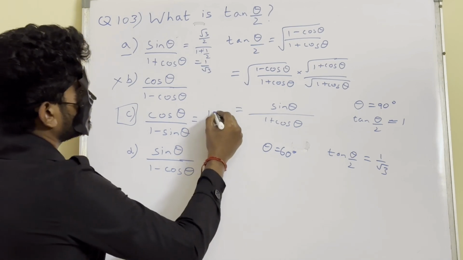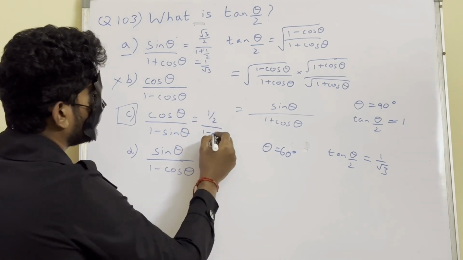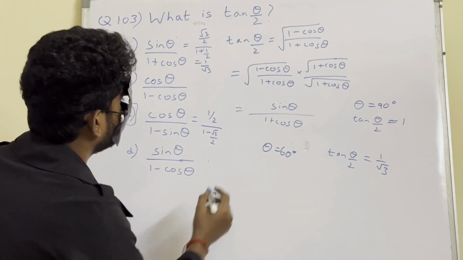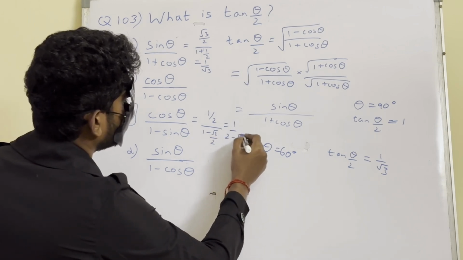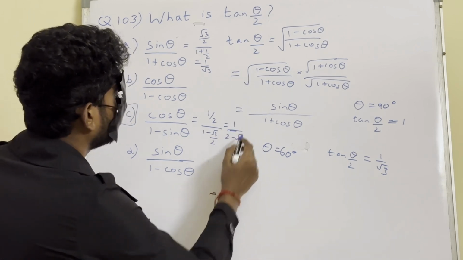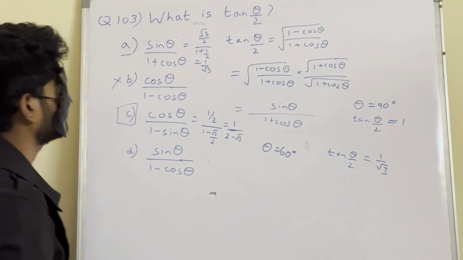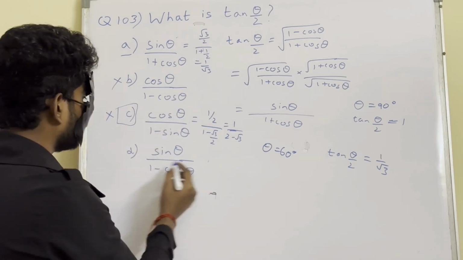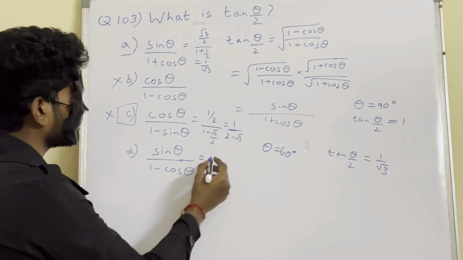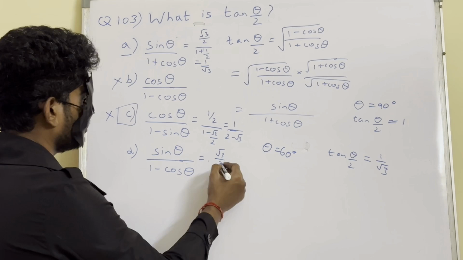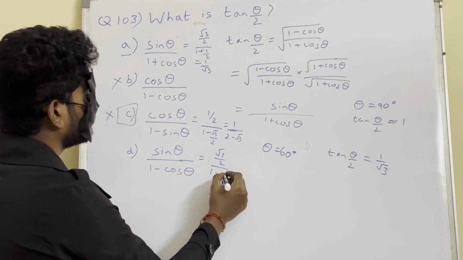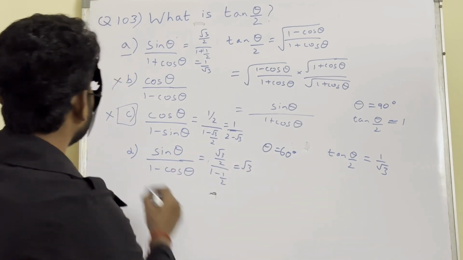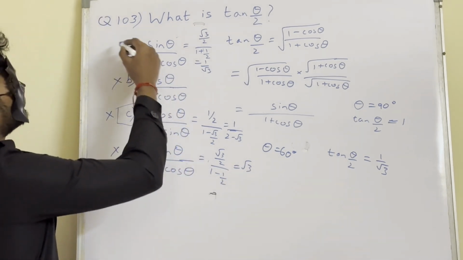So cos 60 is nothing but 1 by 2, 1 minus root 3 by 2. So this will be nothing but 1 by 2 minus root 3, right? This option also will be wrong. Now option D is nothing but sin 60, which is root 3 by 2, by 1 minus 1 by 2, which is equal to root 3. So this is also not matching with 1 by root 3. So all these options are eliminated, only option A is right here.